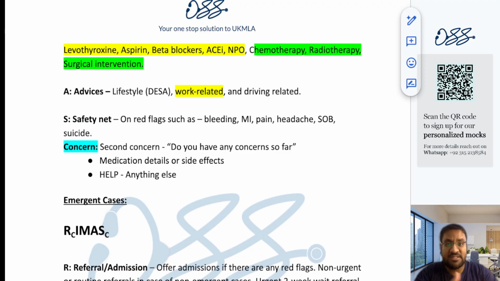There are a few cases in which they want to listen to the medical management more, and a few cases in which they want to listen to the concerns more. And for the concerns, they're either going to give you 2 marks or 1 mark, depending on how concern centric they want you to be. So this is what the management is: IRMAS, the concerns, and explaining the diagnosis correctly.